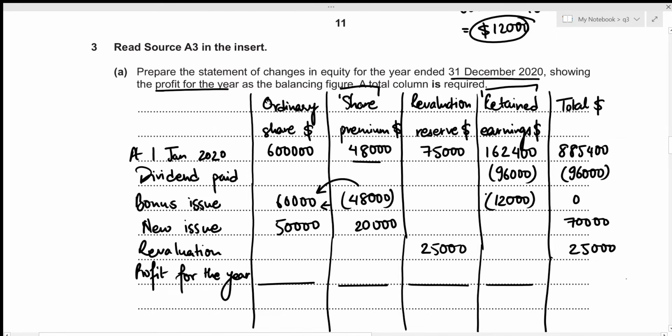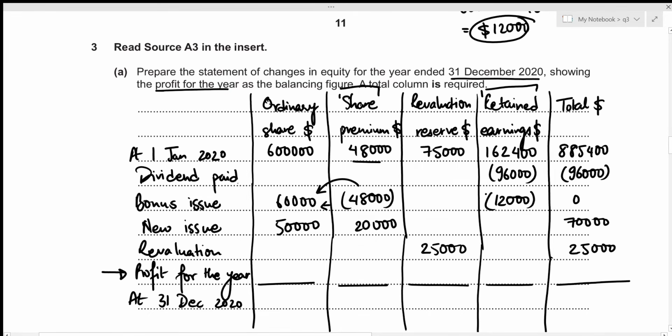And this total will be the balance at the end of this year, which is at 31st December 2020. So the thing to remember here is that profit for the year affects the retained earnings section, right? But ordinary share, share premium and revaluation reserve is not changed by it at all, which means that we can easily figure out the total balance for these three columns.